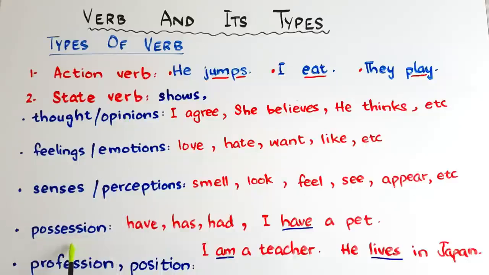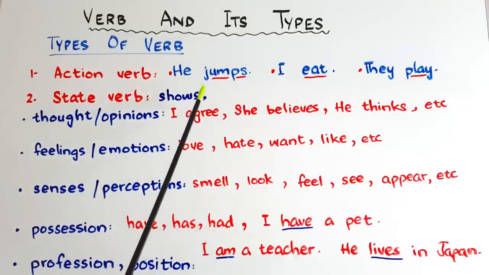Then we have possessions. To show possessions, again, we cannot use any action verb. We need some state verb, that is have, has, or had. For the present tense, we use has and have. According to the subject, with third person singular use has, and with all other subjects use have. Like I have a pet, she has a pet, he has a pet, we had a pet. Okay, if we are talking about past, we need to use had.